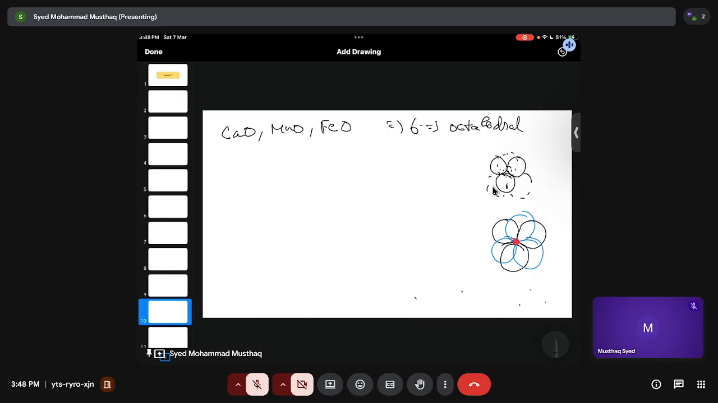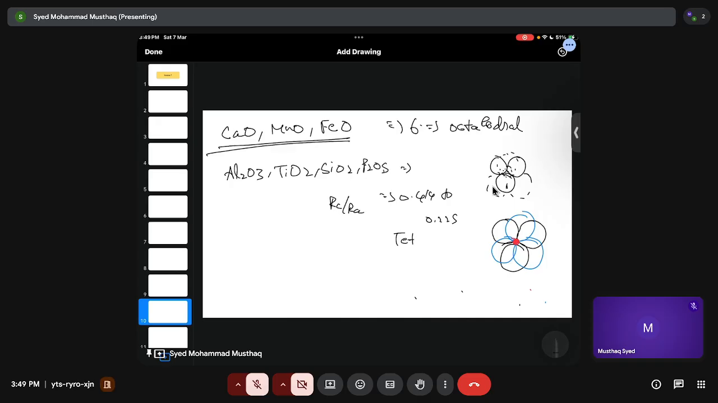Now you can see these are all basic oxides, right? The next ones are Al2O3, TiO2, SiO2, phosphorus pentoxide, P2O5, and if my RC by RA lies between 0.414 and 0.225, then that is called tetrahedral. You can see most of them are acidic oxides except Al2O3, which is amphoteric. So you can see that there will be acidic oxides.